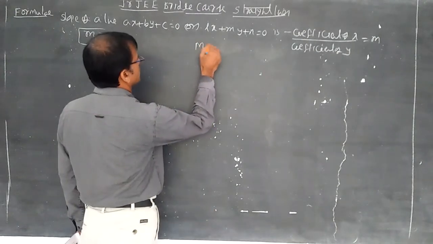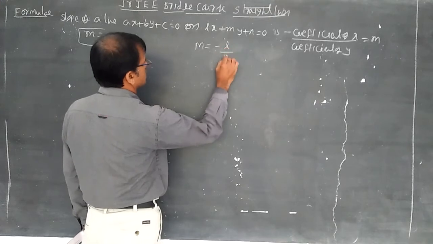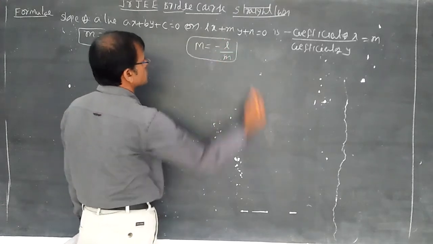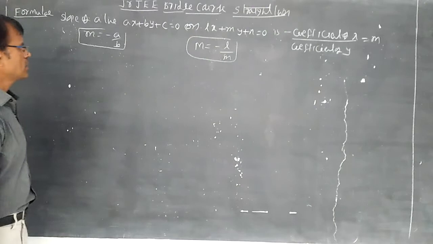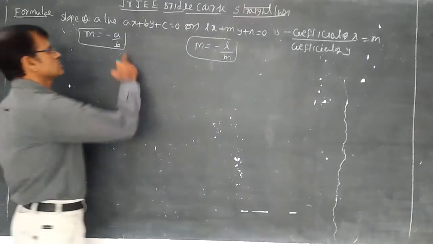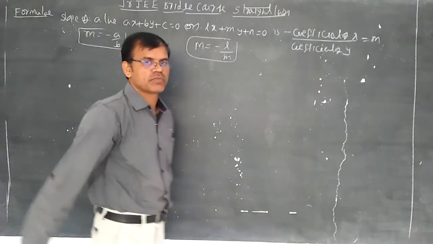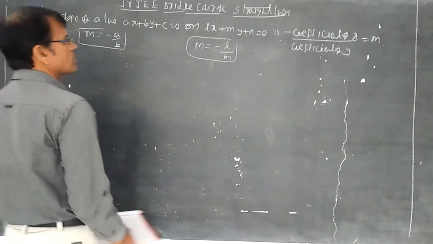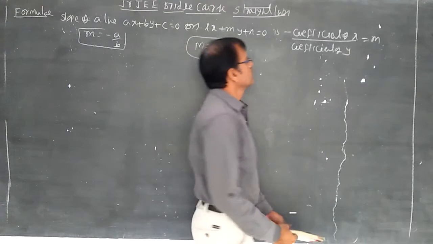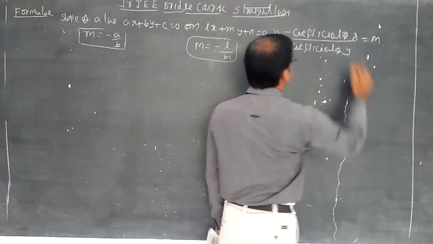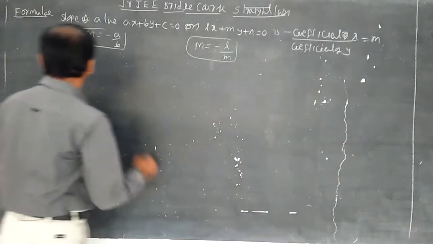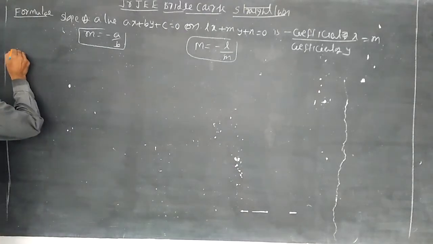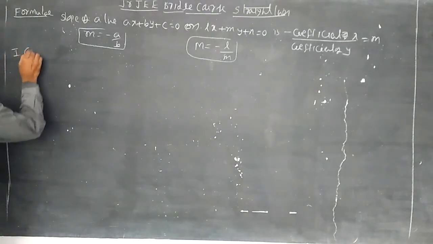Here capital M I am writing, don't get confused here. Minus L by M. This is slope. Slope of the line ax plus by plus c equal to 0 is minus a by b, and lx plus my plus n equal to 0 is minus L by M. So you should remember this one as the formula: minus coefficient of x by coefficient of y. Let us discuss some examples.